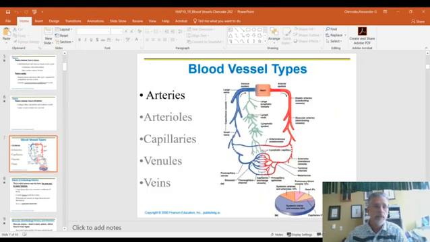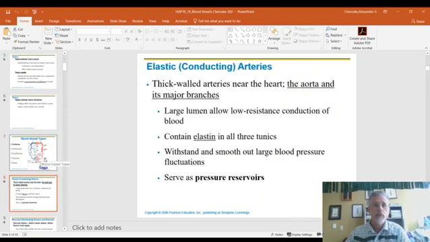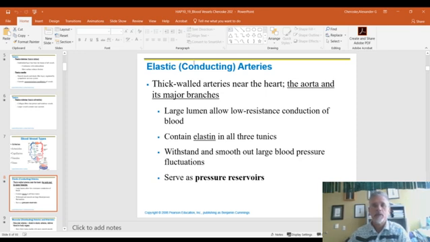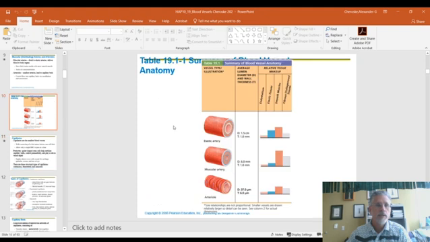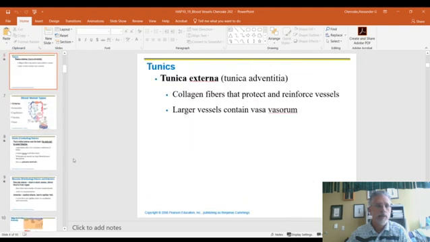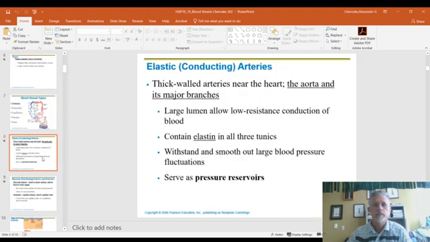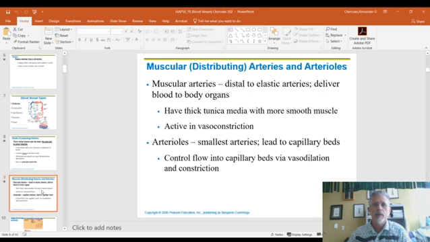So those are our basic ones, and then we have a couple slides that go through and talk about those layers. But after that, we have our elastic arteries, so they have relatively more elastin fibers in them, in all 3 layers of their wall, elastic fibers, and these are pressure reservoirs so that they can stretch out and they have a good elastic recoil to keep that blood going through. Then we have muscular arteries after that. So there's our elastic, there's our muscular.